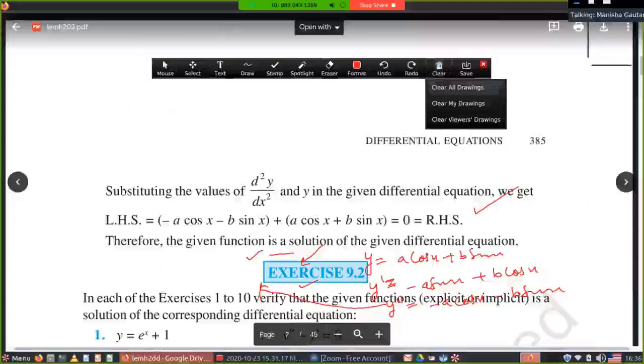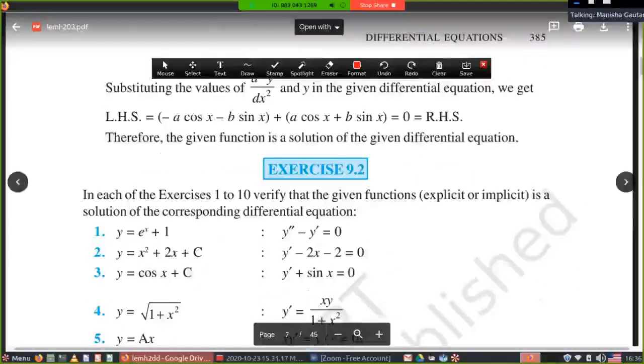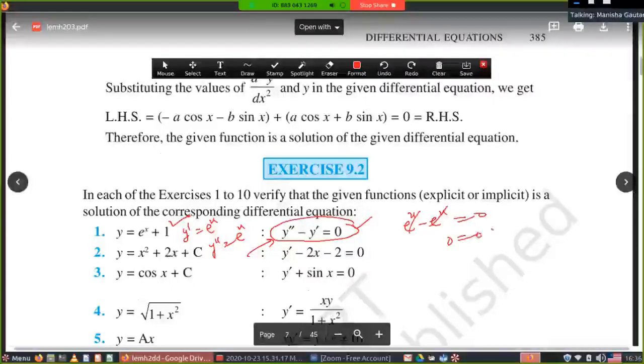Now, a few questions are given to you to do in exercise 9.2. Here y is equal to e to the power x plus 1, and the differential equation is this one. You have to verify that this y is a solution of this differential equation. So, y dash will be equal to what? e to the power x. y double dash equal to e to the power x. Now put it here. e to the power x minus e to the power x. Both are cancelled. 0 is equal to 0. So what? This shows that y is equal to e to the power x plus 1 is the solution of this differential equation. Same as this, y's are given to you, you have to check.